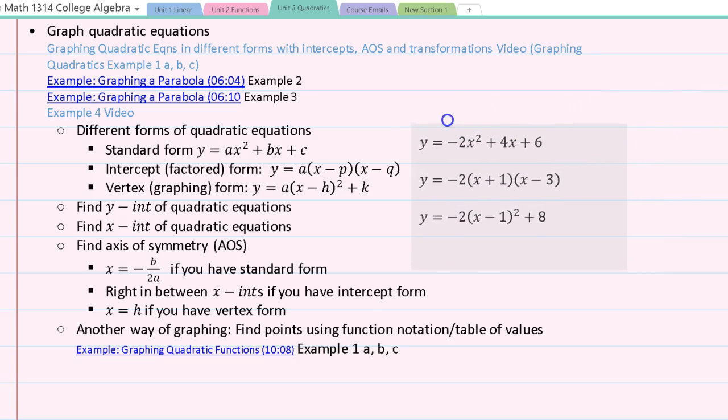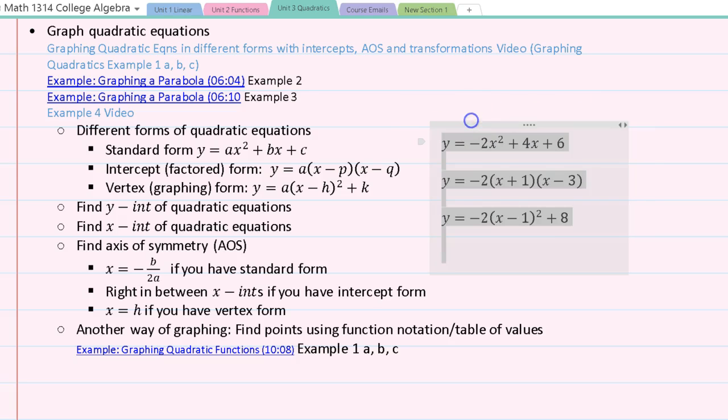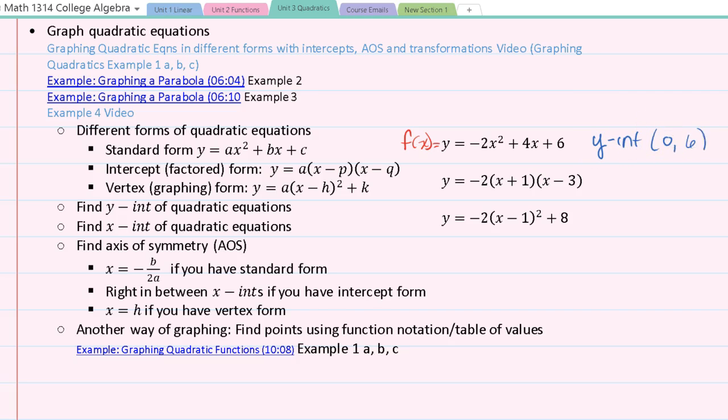Here is an example of a parabola represented by these 3 equations. The first equation is in standard form. f of x is equal to negative 2x squared plus 4x plus 6. This form will easily give us the y-intercept. For when we let x equal 0, we can see that y is equal to 6. So the y-intercept is the point (0, 6).